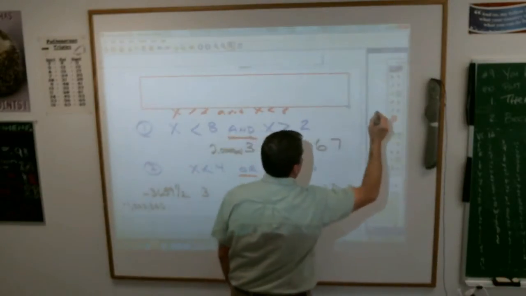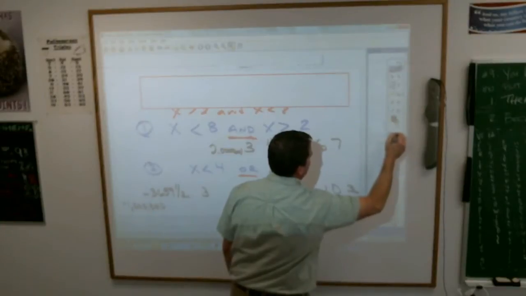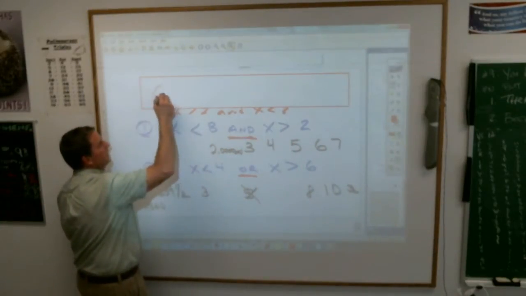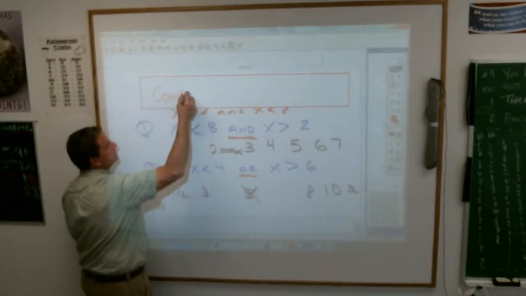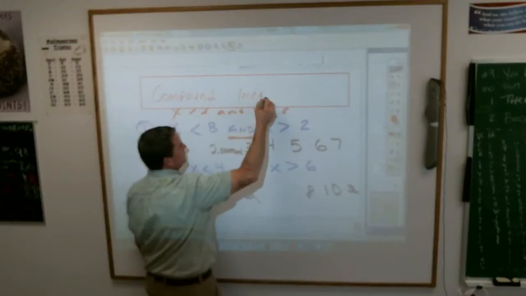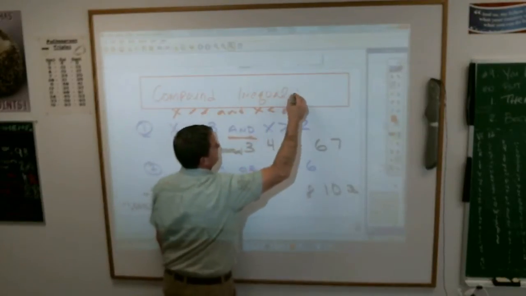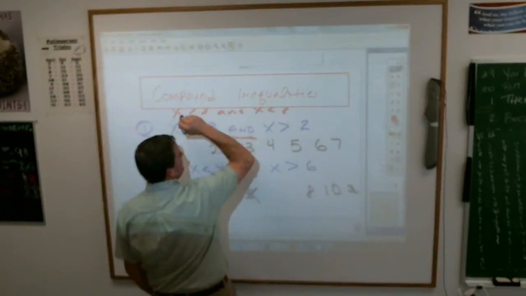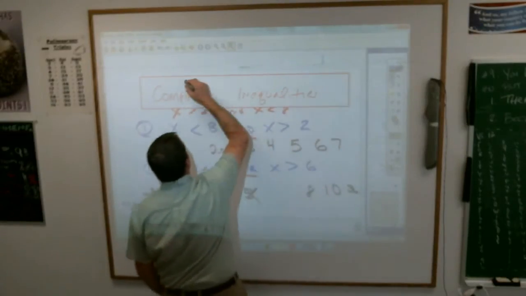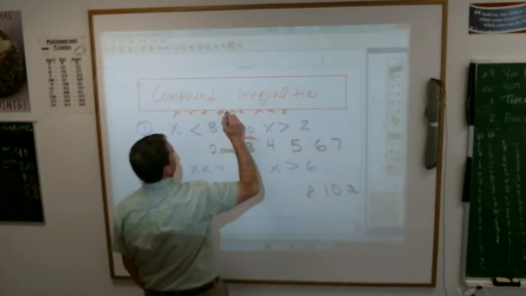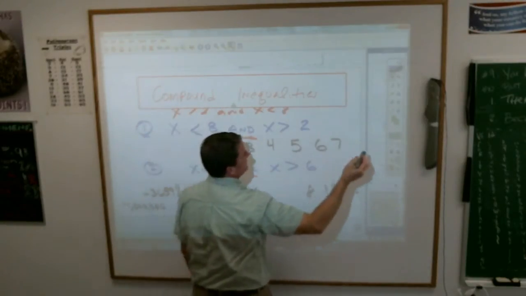On top of that piece of paper, write the word compound inequalities. Compound inequalities, children. Oh, I'm just going to leave it like that. I can't change it.